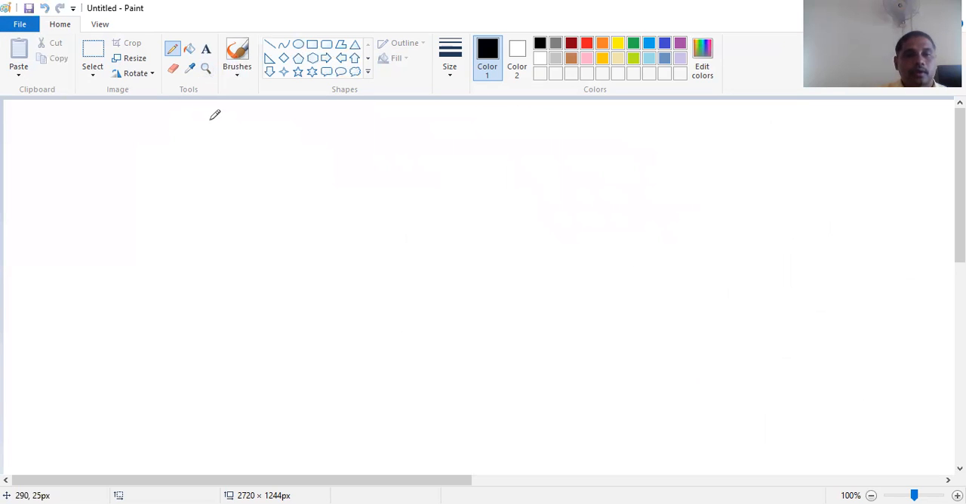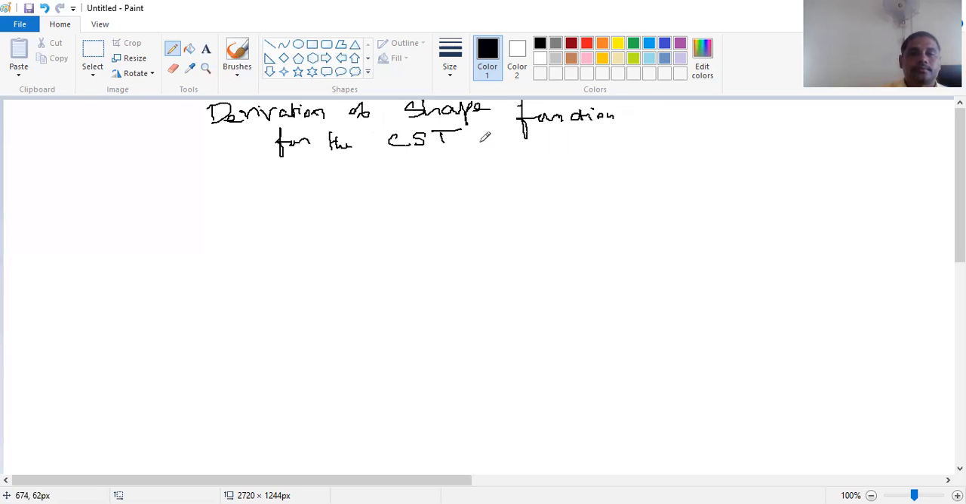So let us put it like this: derivation of shape function for the CST element. This is what we will see. Derivation of shape function in CST element.